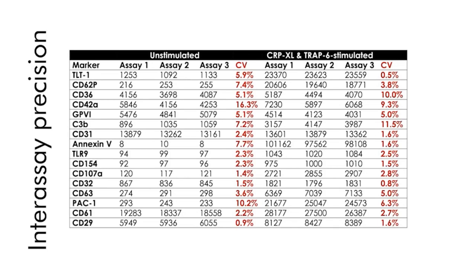We also tested interassay precision by running 3 separate assays on the same blood sample on the same day. So that's 3 separate reagent and cocktail preparations made by the same technician. And the CVs for median intensities were very good, ranging from 0.5 to 16%, with a mean of 5.1% for basal and 4.2% for stimulated samples.